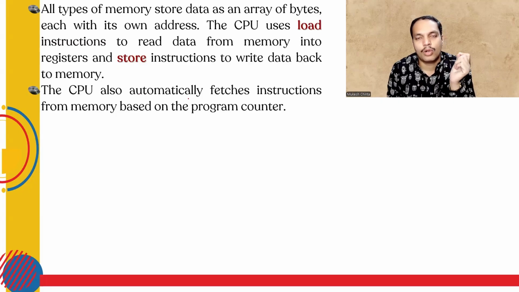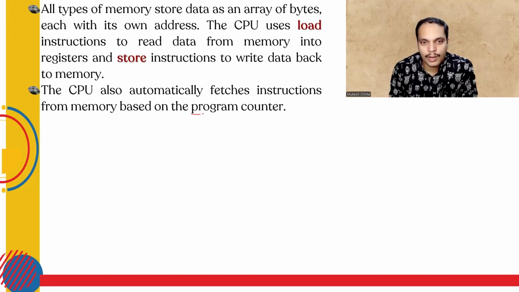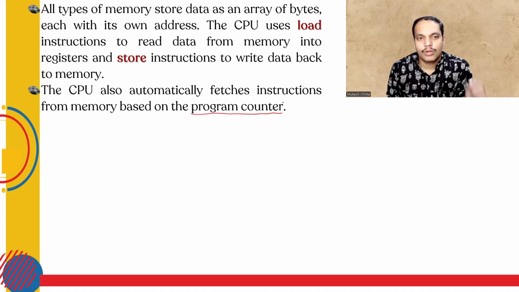And the CPU also automatically fetches instructions from memory based on the program counter. This program counter is a value which tells the CPU what the next instruction to be fetched is for this particular program. So the program counter tells which instruction to execute next in the program. This always points to the memory location where the next instruction is currently residing. So the CPU can go there and get that particular instruction and execute it.